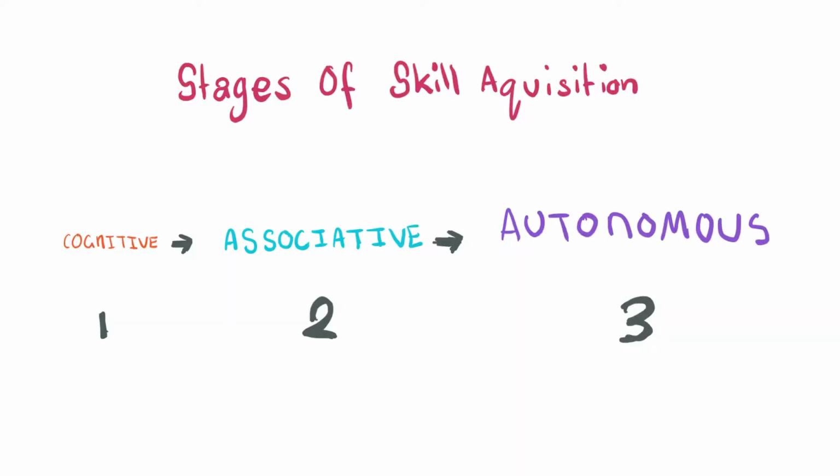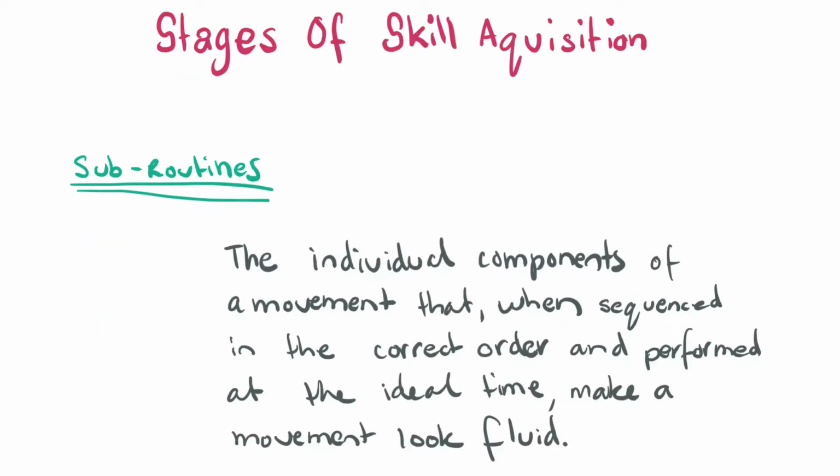So when we look at the stages of skill acquisition, there are three distinct stages which can be identified. We have the cognitive, the associative, and the autonomous stage. Now, learners will generally start at the cognitive stage of skill development and work their way through to associative, and some may then move on to autonomous as they progress and competence improves over time. Before we start having a look at the specific stages and what learners do at each stage, there's a few things that we need to understand.